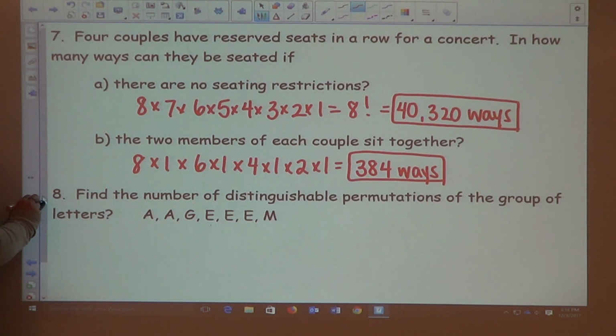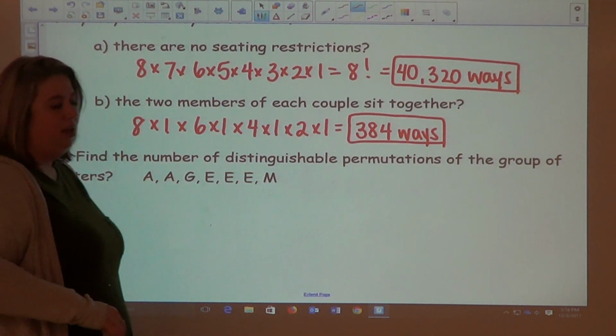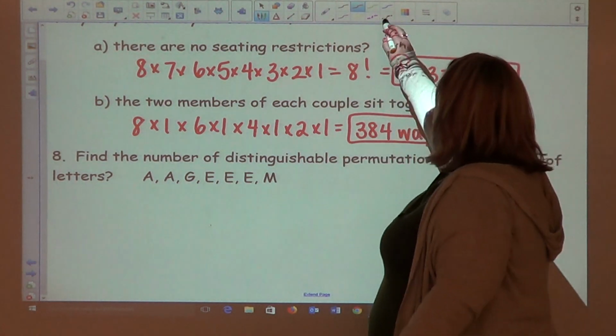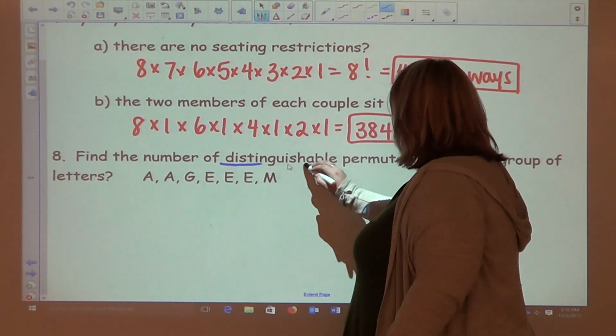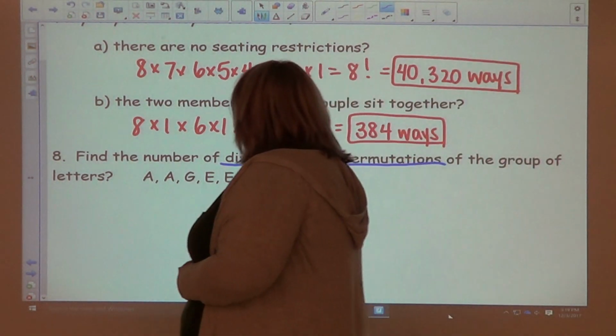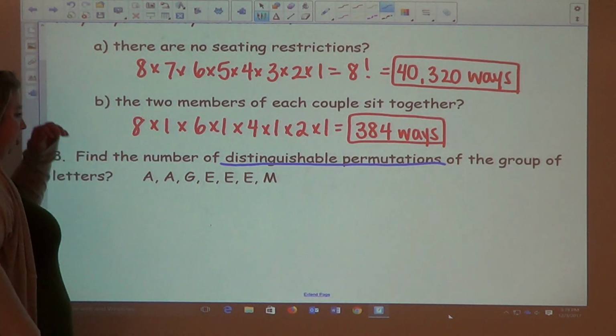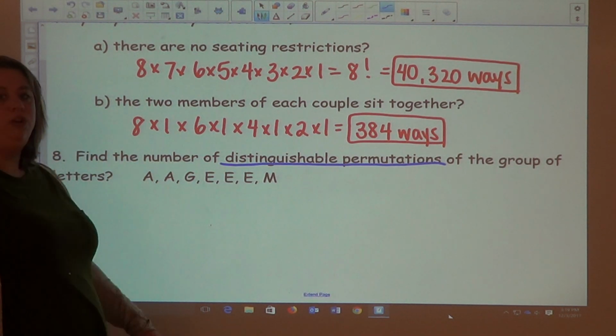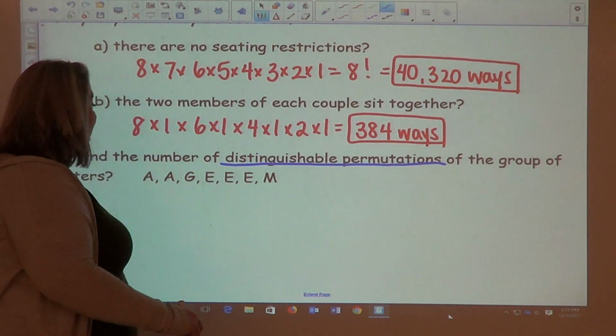Alright, now we're going to get on to number 8, which uses the words distinguishable permutations. Unless you see those 2 words together, it's not a distinguishable permutation. It says find the number of distinguishable permutations of the group of letters. The first thing you do is count how many letters, or if the problem has numbers, you count how many there are.